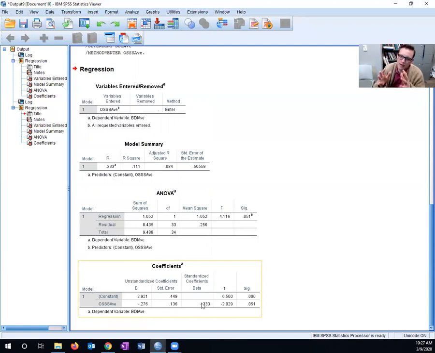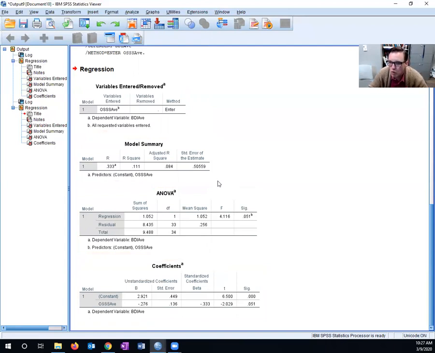Now, I've said it twice already, and I'll say it again. This tells us nothing about the actual relationship between social support and depression, because this is just for demonstration's sake, and we only got 34 people. But that's what you would look at, and that's how you would interpret a simple linear regression.